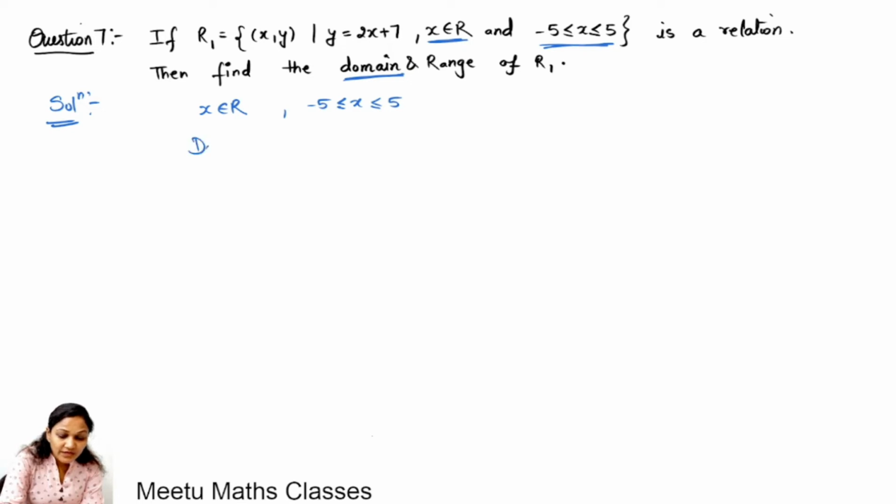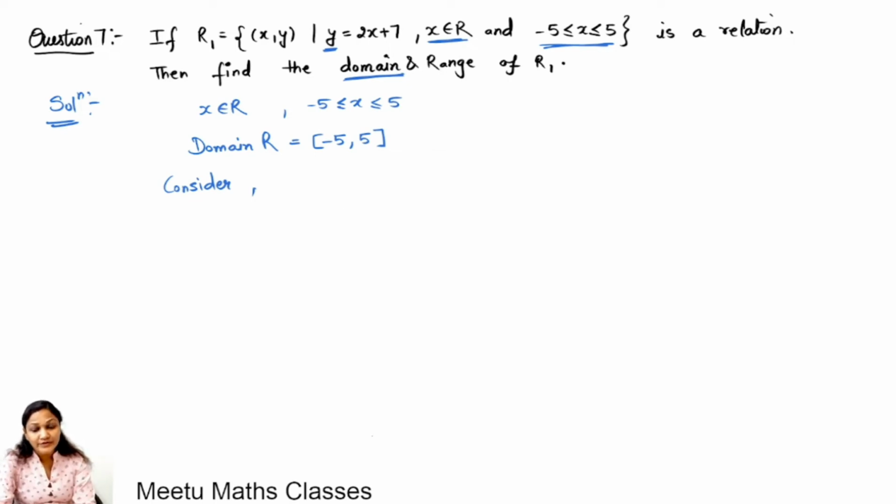So the domain of this relation R is the whole real numbers lying between minus 5 to 5. Now, what is the range? For every real number lying between minus 5 to 5, we are going to check the limits of y. Here we are not supposed to write this relation in roster form because it is an infinite relation.